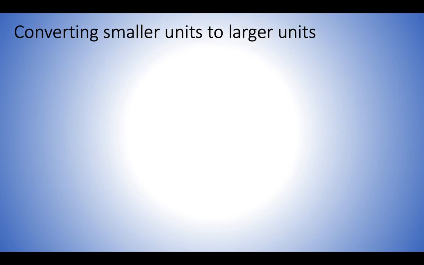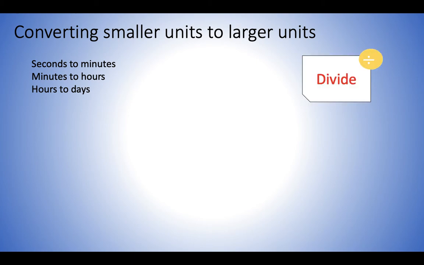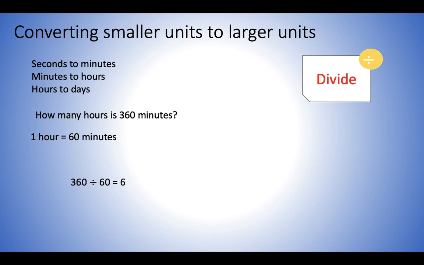Now, converting smaller units of time to larger units of time is the inverse of converting larger units to smaller units. So we're going to do the inverse here, and we're going to divide. When we convert seconds to minutes, minutes to hours, or hours to days, we divide. If you had a question of how many hours is 360 minutes, I know that 1 hour is 60 minutes. So I'm going to do 360 divided by 60, and that equals 6. So there are 6 hours in 360 minutes.